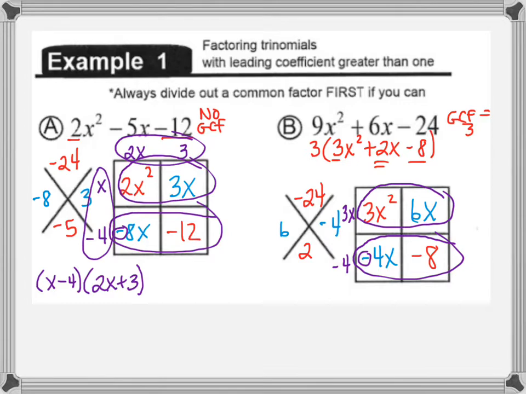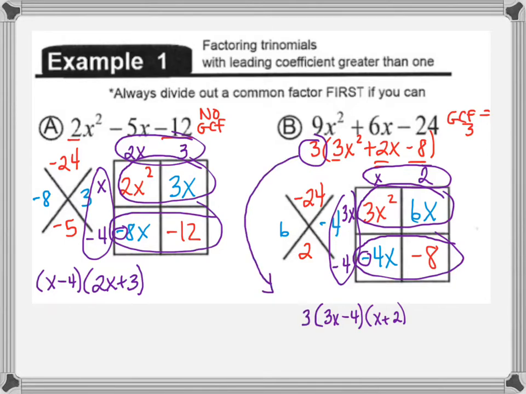If I look at my top row, 3x times what is 3x squared? I would get x. 3x times what is 6x? I would get 2. And we have our factors. So one is 3x minus 4. The other factor is x plus 2. So factored, so far I have 3x minus 4 times x plus 2. But I need to remember I factored out a greatest common factor. That comes down and goes in front. So this is my final factorization: 3 times the quantity 3x minus 4 times the quantity x plus 2.